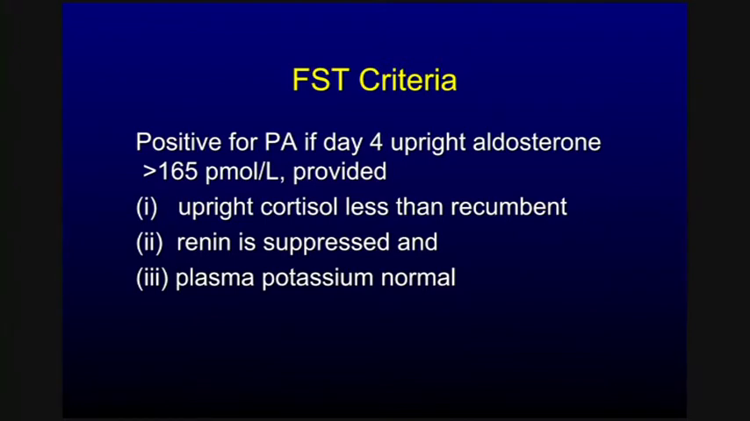Secondly, we need to know that renin is suppressed, otherwise we can't hope to suppress aldosterone, even in patients without primary aldosteronism. And thirdly, we need to know that plasma potassium is normal, kept normal by potassium supplementation. So in other words, what we're trying to show is that aldosterone is autonomous of the renin-angiotensin system without any confounding influences of ACTH or potassium.